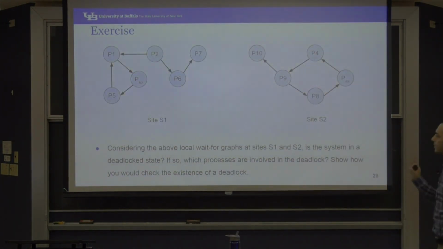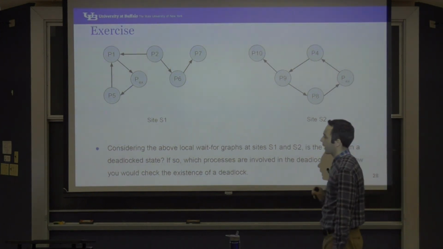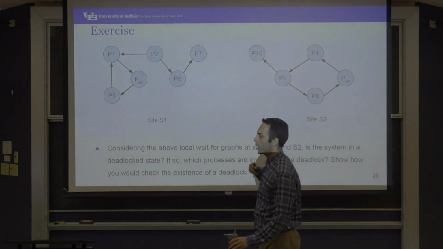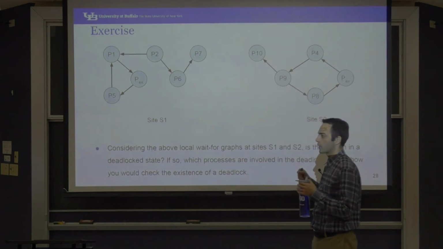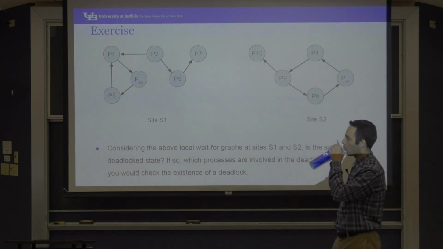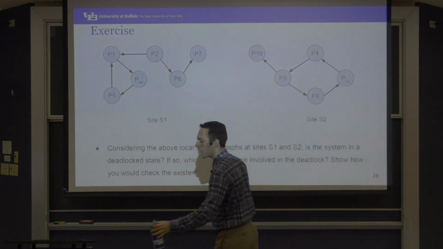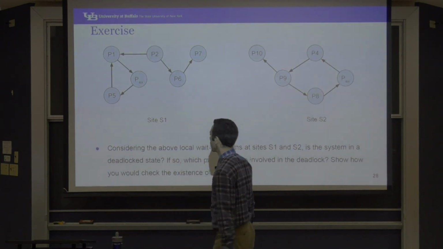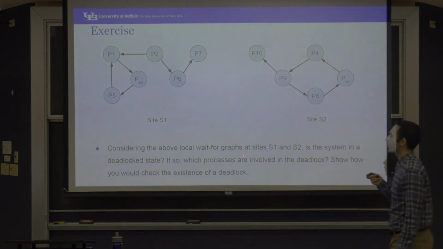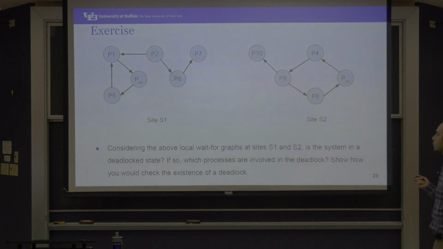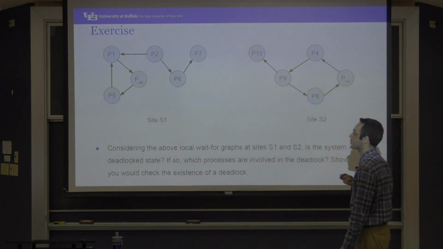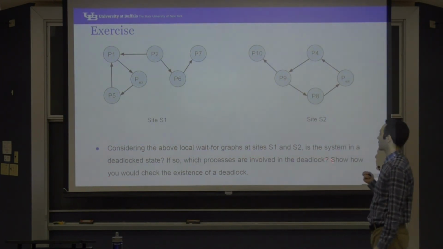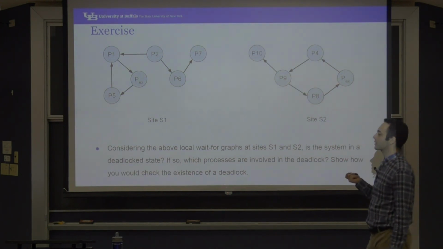Now, this is the other one, this is the exercise, and we didn't get to cover it. Now we can show it in the slides, with a couple of extra slides. I don't have to go over the blackboard. So, in this case, consider the above local wait-for graphs at sites S1 and S2. Is the system in a deadlock state? If so, which processes are involved in the deadlock? And show how you would check the existence of a deadlock.